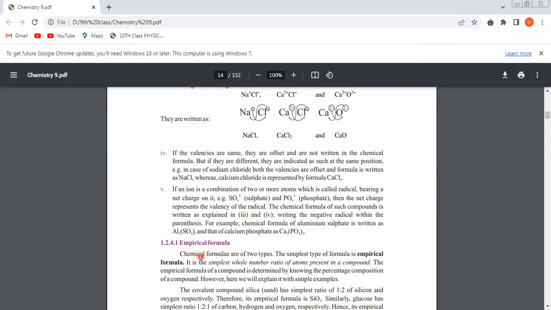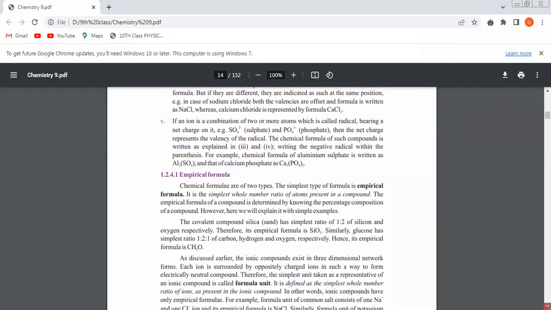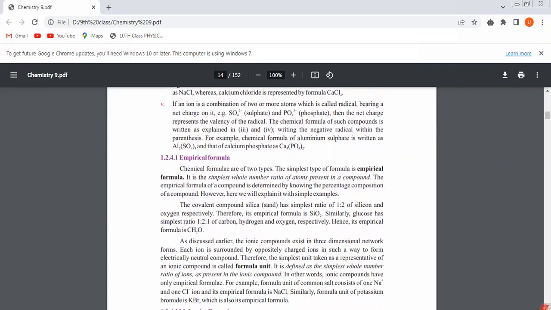Empirical formula. Chemical formulas are of two types. The simplest type of formula is the empirical formula. It is the simplest whole number ratio of atoms present in a compound. The empirical formula of a compound is determined by knowing the percentage composition of the compound. Here we will explain it with simple examples. The covalent compound silica sand has the simplest ratio of silicon and oxygen, therefore its empirical formula is SiO2. Similarly, glucose has a simple ratio of carbon, hydrogen and oxygen, hence its empirical formula is CH2O.